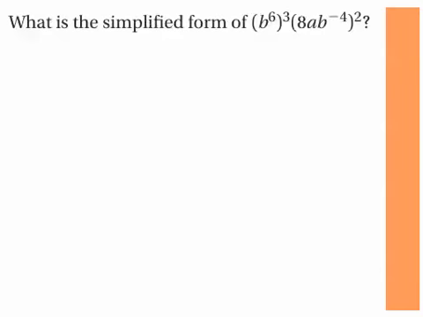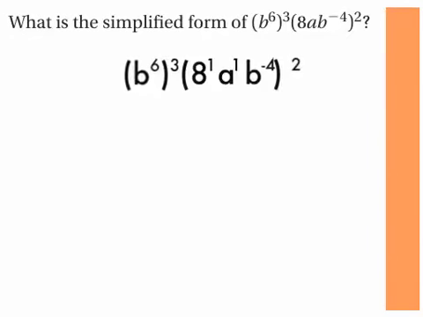This next example says, what is the simplified form of b to the sixth raised to the third power, and then in parentheses, I have 8a b to the negative fourth, and then right outside of my parentheses, I am squaring that whole thing. So what I need to do first is take my exponents that are on the outside of my parentheses and distribute them in to the inside. So for b to the sixth, I would need to multiply 6 times 3. So b to the 6 times 3.